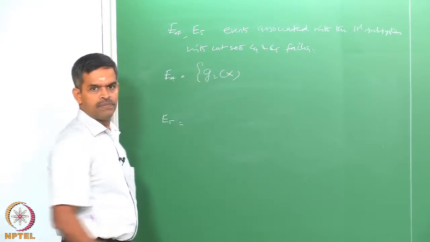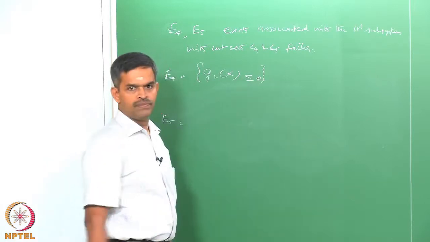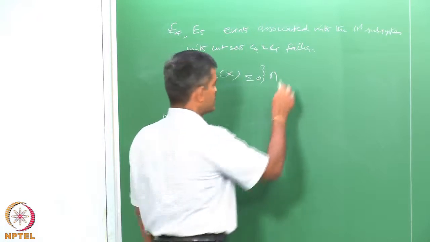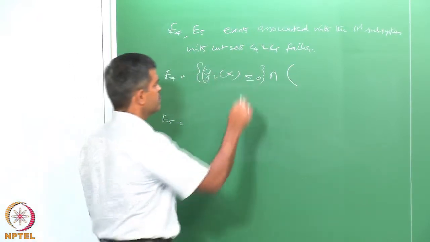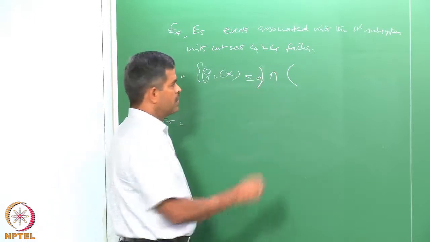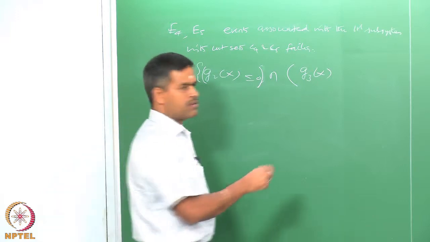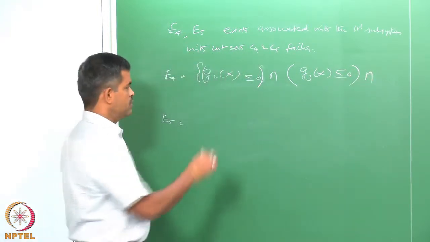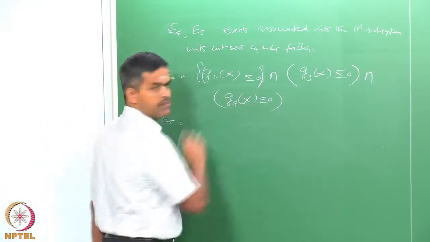Okay. So, E4 and E5 can be simply said as G2 of x less than or equal to 0, intersection of G3 of x less than or equal to 0, intersection of G4 of x less than or equal to 0. Okay.